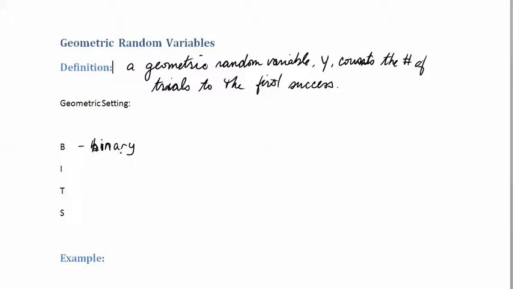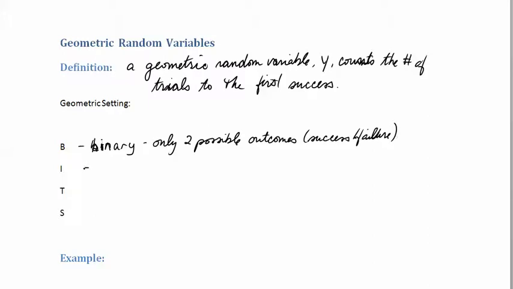Binary. And once again, we have only two possible outcomes. And of course, one is what we call the success, and the other is failure. So you either have what you're looking for or you don't have what you're looking for. I is that each trial must once again be independent. Each trial must be independent.